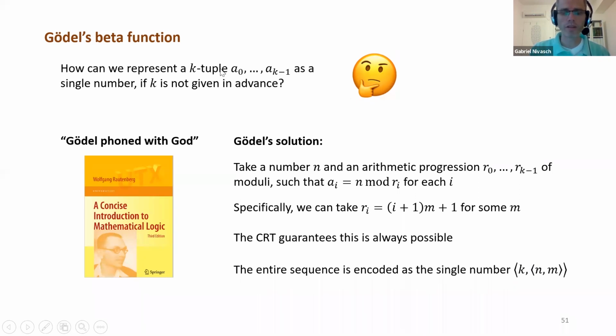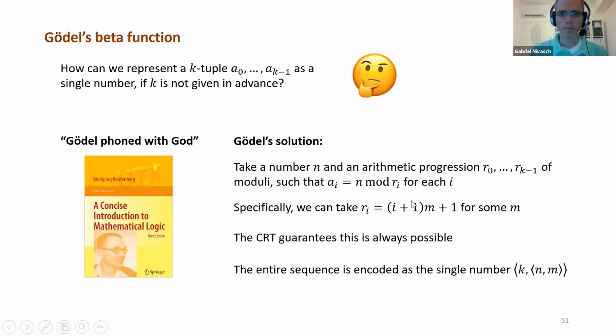Suppose you want to represent this sequence A0 up to A(k-1). All you have to do is find a number n and an arithmetic progression of moduli such that n mod these moduli gives you as remainders the sequence that you want. Specifically, you can take the moduli to be (i+1)·m + 1. All you have to do is find n, okay? And the Chinese remainder theorem guarantees that it's always possible, because you can make sure that these moduli are both large enough and relatively prime to each other.